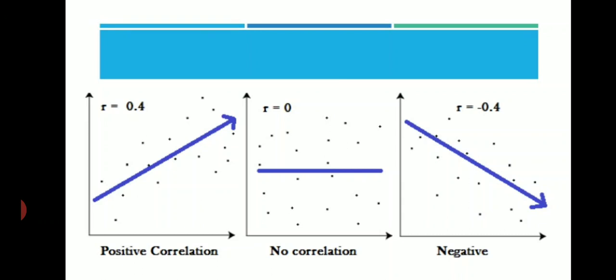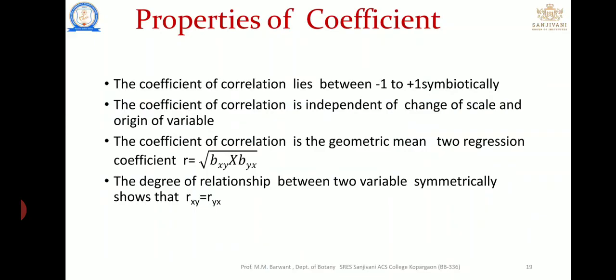When the graph goes up on the right hand side, that is positive, and on the left hand side that is negative. If there is no graph, no line passing there, that is known as no relation. Then the properties of the coefficient of correlation: it lies between minus 1 and plus 1.